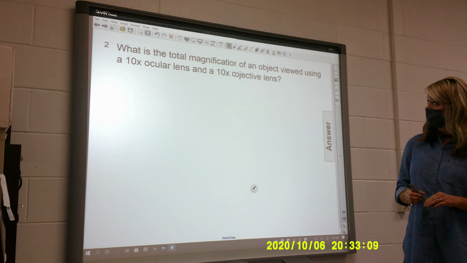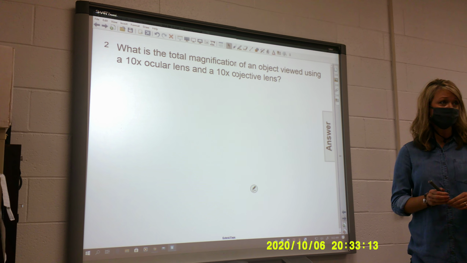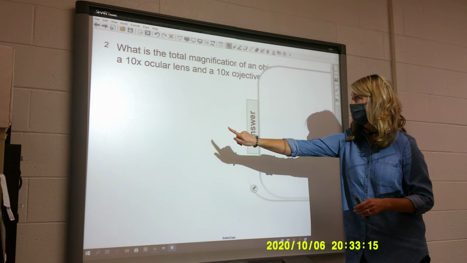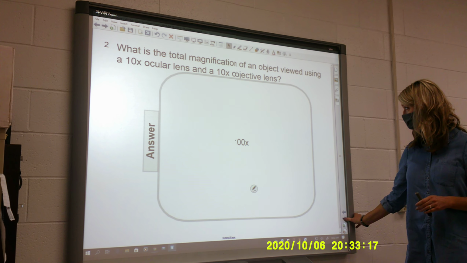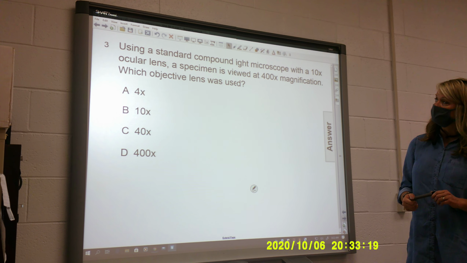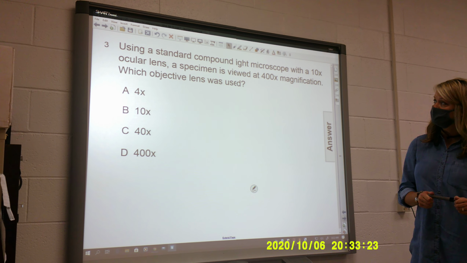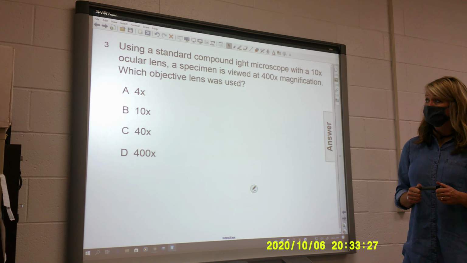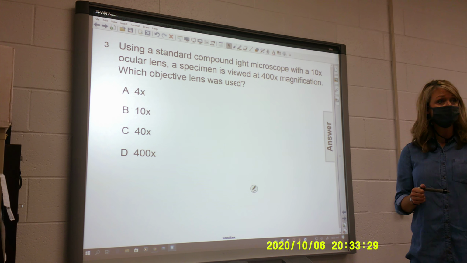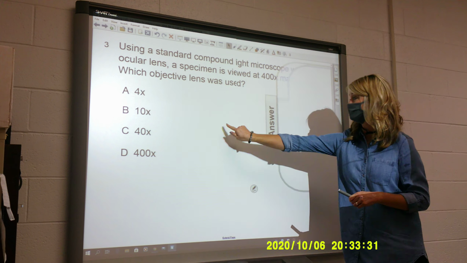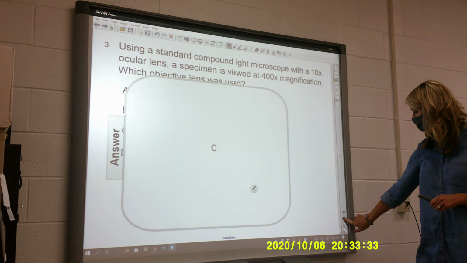What is the total magnification of an object viewed using a 10 ocular lens and a 10 objective lens? Go ahead. 100. Very good. So we understand how that works. Using a standard compound light microscope with a 10 times ocular lens, a specimen is viewed at 400 times magnification. Which objective lens was used? 40. Carson. C. 40 sounds right to me, and that is correct.